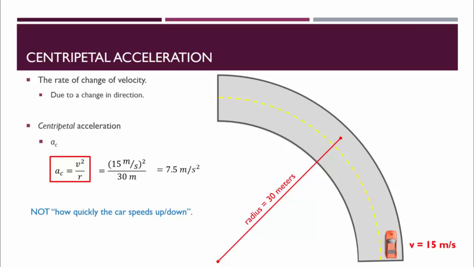This is not telling us how quickly the car is speeding up or slowing down. The car isn't getting 7.5 meters per second faster each second. This number represents how quickly the car is changing direction. How quickly does this car get from heading north to heading west?